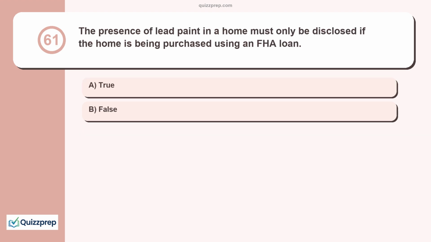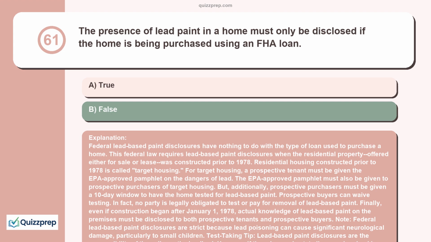Question 61. The presence of lead paint in a home must only be disclosed if the home is being purchased using an FHA loan. True. False. Federal lead-based paint disclosures have nothing to do with the type of loan used to purchase a home.